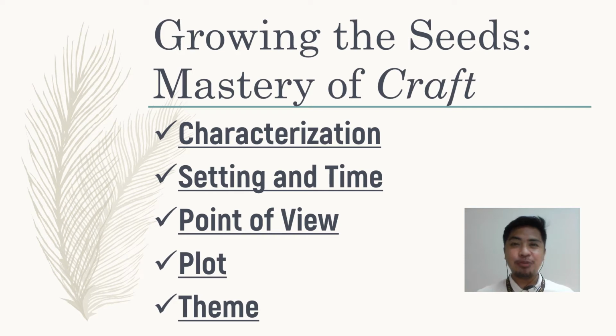So, what do I mean when I say mastering the craft? Okay, what I am actually talking about are the time-tested techniques and devices that other authors have already used long before. Okay, these are the existing elements of fiction writing, such as characterization, setting, point of view, plot, and theme. These are the things that we have to master also in order to come up with a good fiction.